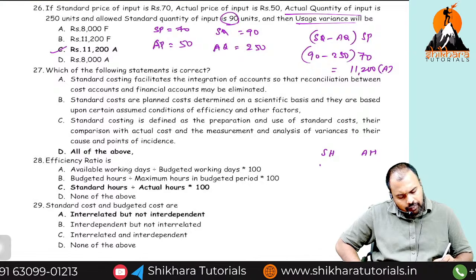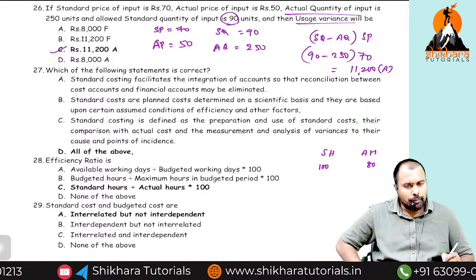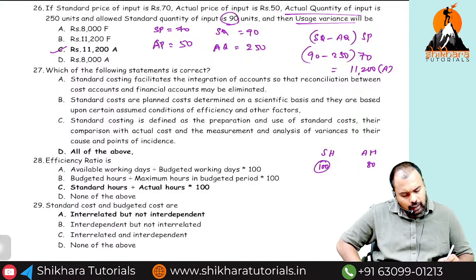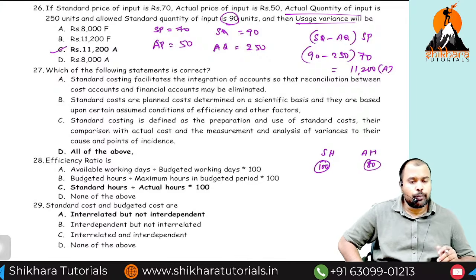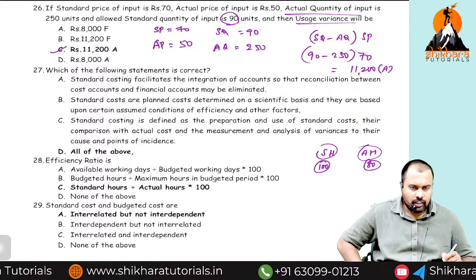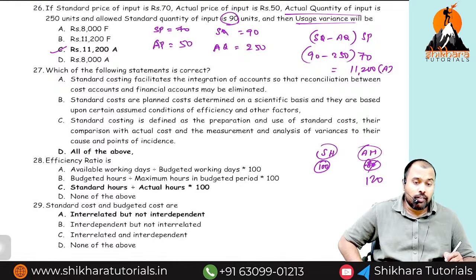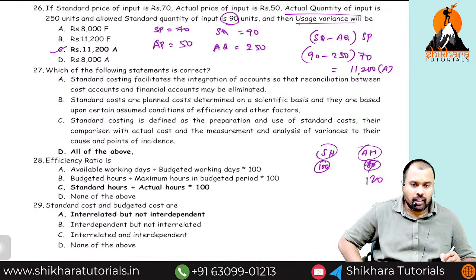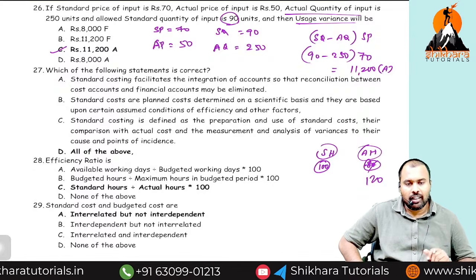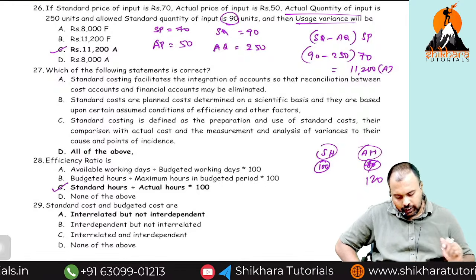Let us say, sir, I have given 100 hours, but they have taken 80. It means that my answer has to be more than 100%. So is that 100 by 80 or 80 by 100? Which gives more than 100? Obviously 100 by 80. So standard hours divided by actual hours has to be the answer. Even if they take 120 hours, it means we got adverse, because I have given 100 hours, but they have taken 120. It means our answer has to be less than 100. To get less than 100, it has to be 100 by 120, which is SH by AH. So SH by AH has to be your answer.